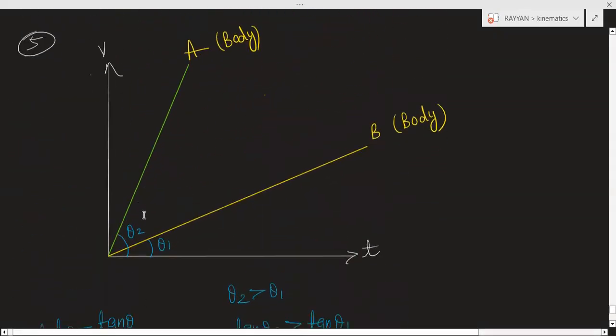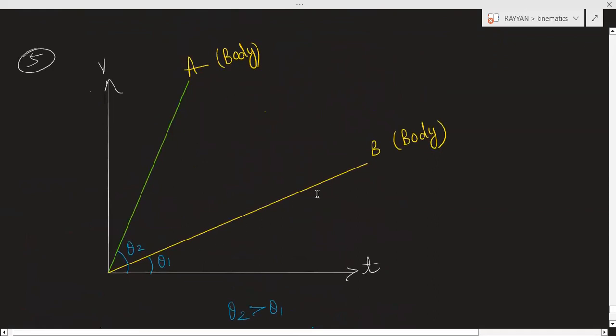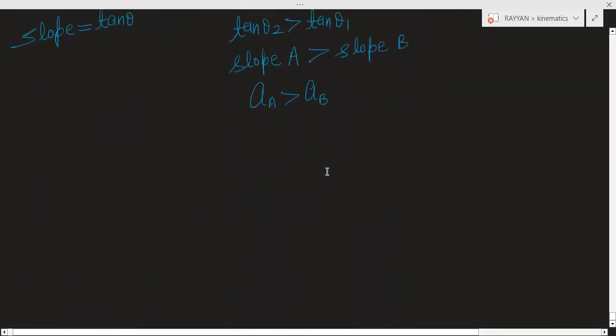So basically the acceleration of the body A is greater than the body B. Why? The slope of the body A is greater than the slope of body B.